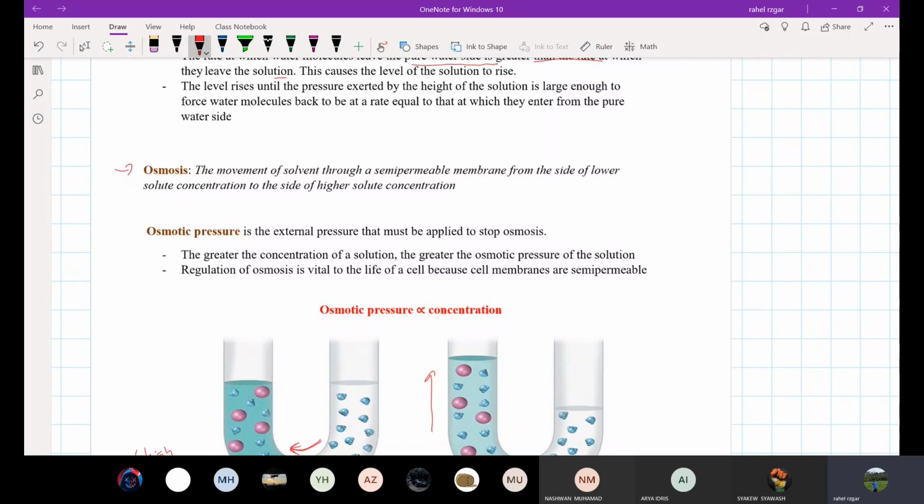So osmosis is always from low concentration towards higher concentration, or from solvent to solution. All right, from solvent to solution, or from lower concentration towards higher concentration.